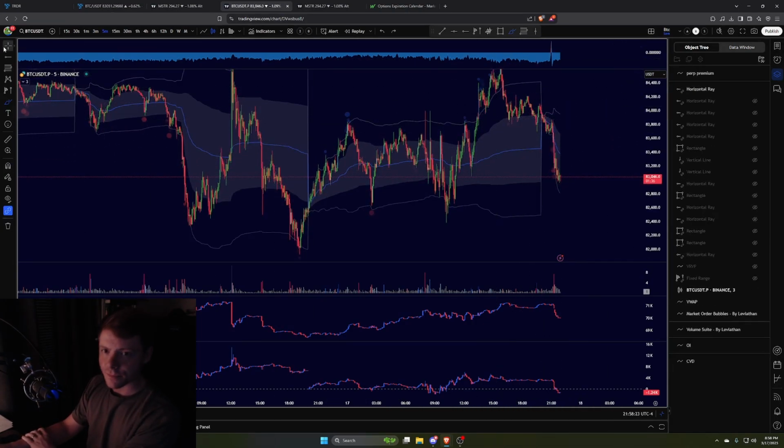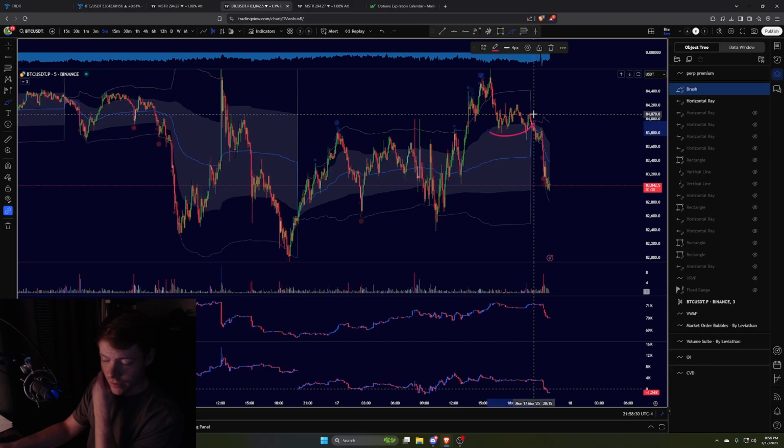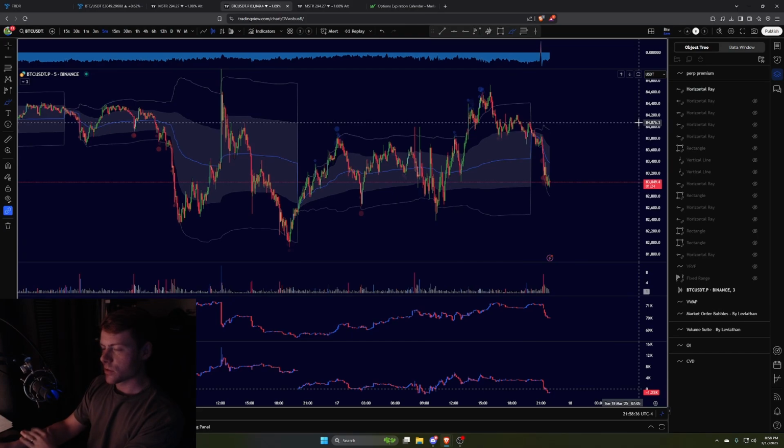I'm not just longing this just because we hit the value area high. Again, to note, I don't just take these blindly ever. But what these do give you is they give you these risk rewards, right?